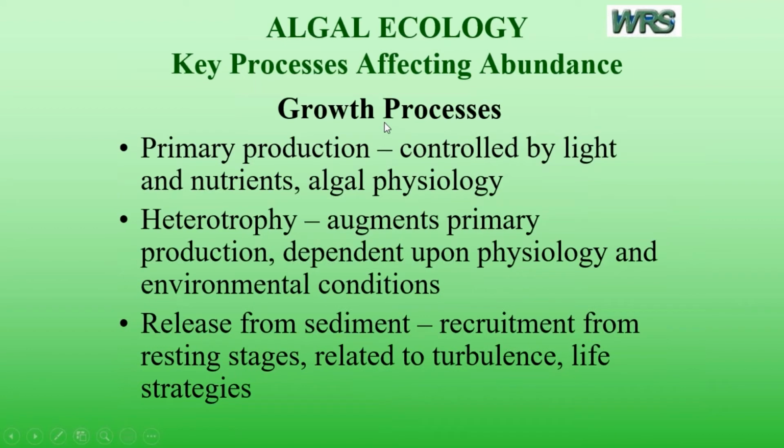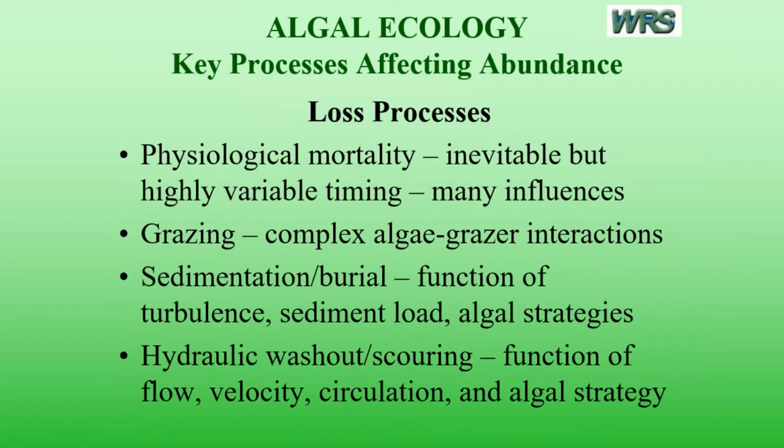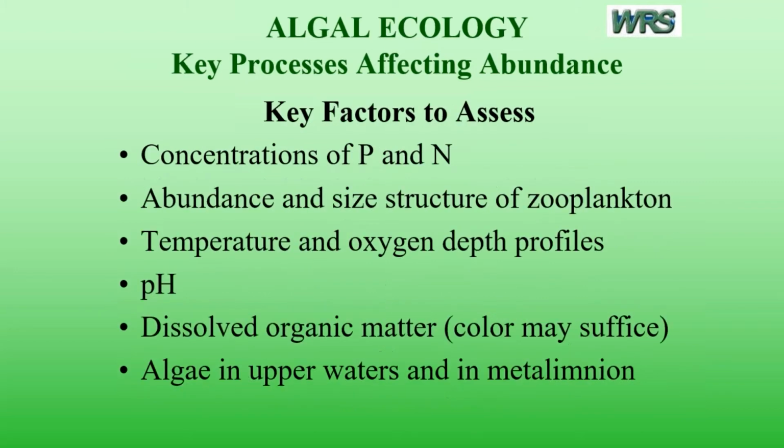Okay, growth processes, the various ways that algae grow, loss processes, the various ways we lose them. Algal blooms or problem algal situations arise when the growth processes overwhelm the loss processes. And everything we do to control them is either trying to reduce growth or increase loss. It really is that simple. Of course, there's a lot of detail to how we go about it. The key factors: you need to know what you've got for phosphorus and nitrogen. You need to know the abundance and size structure of zooplankton because they're the second most important thing in how much algae will be present.